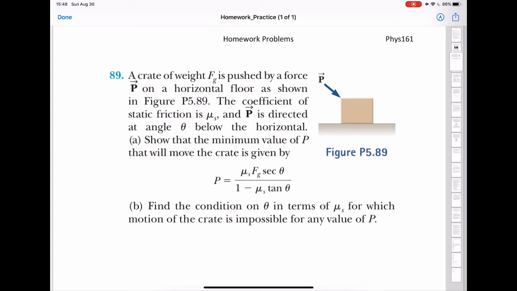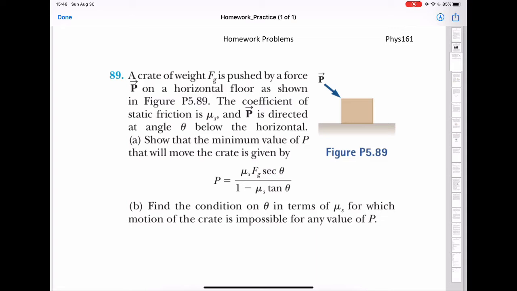Okay, here we have problem number 89 from chapter 5. So we have here a crate of weight Fg pushed by a force P on a horizontal floor as shown in the figure. The coefficient of static friction is μs and the force P is directed at an angle theta below the horizontal. Now you have to show that the minimum value of P that will move the crate is given by this equation. So let's solve only part A.